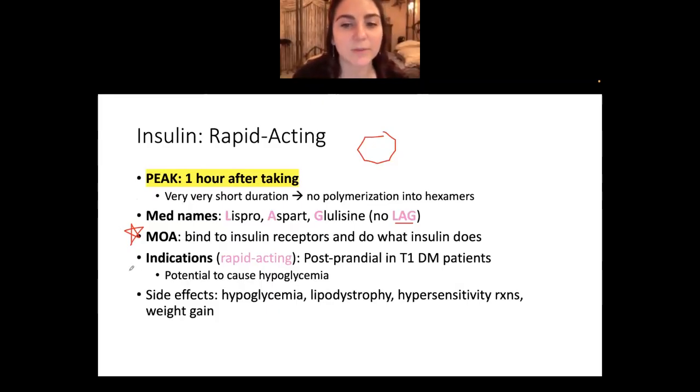You would give this to a type 1 diabetic patient that just ate a meal. Their glucose is going to spike because they just ate, and immediately after that meal you would take a rapid acting insulin to counteract that. A lot of these have the side effect of hypoglycemia, so I tended to highlight the ones more specific to certain drugs. Hypoglycemia, obviously, you can see with any insulin you give. Lipodystrophy, because insulin really affects lipid metabolism as well. Hypersensitivity reactions, and weight gain, because insulin causes anabolism.